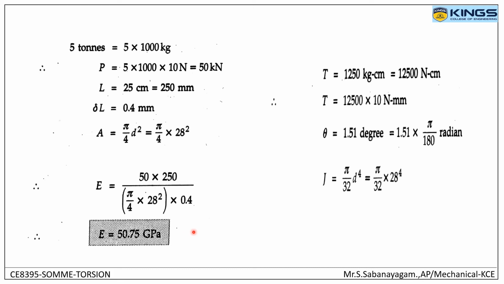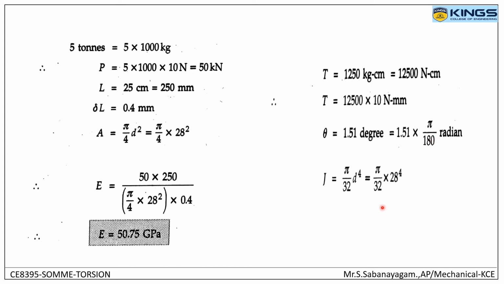It can be found out from the torsional rigidity equation, that is T by J is equal to C theta by L, and hence the T is required. In the question it is given in kilogram centimeter, and hence it is converted into Newton mm. So on conversion, torque becomes 12500 into 10 Newton mm, right? And theta is equal to 1.51 degree, and it should be converted in terms of radian, that is multiplied by pi by 180.